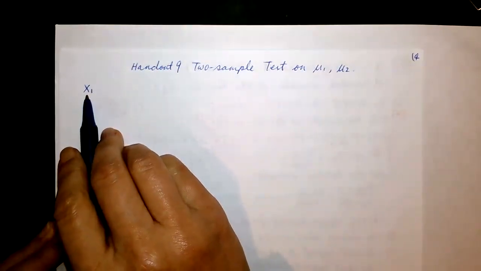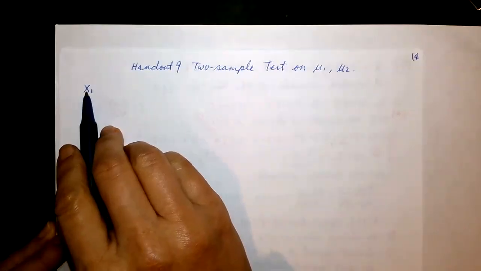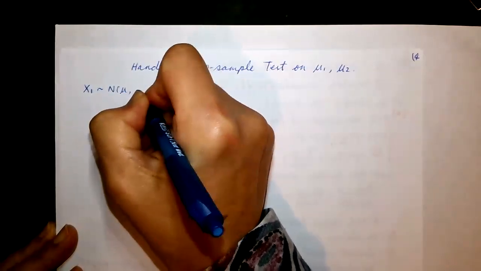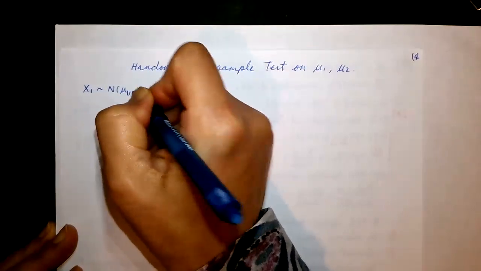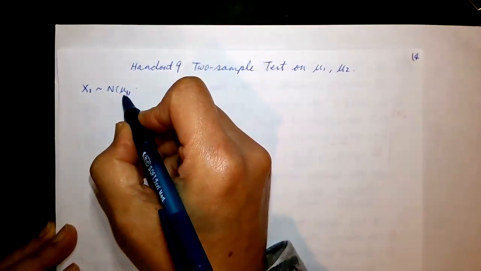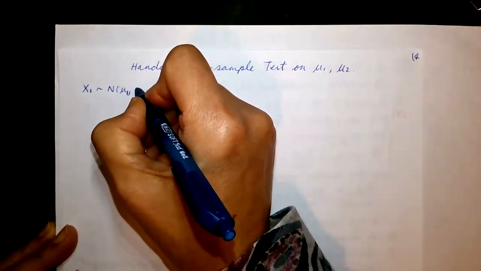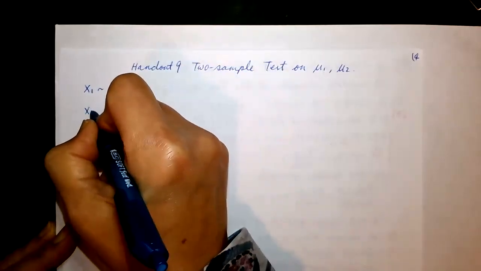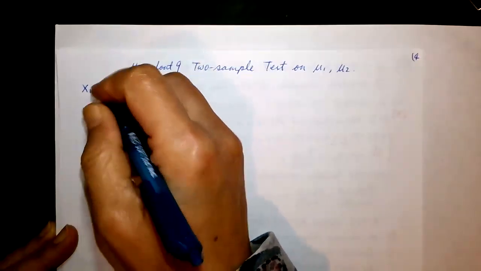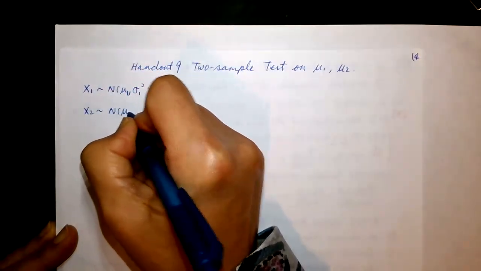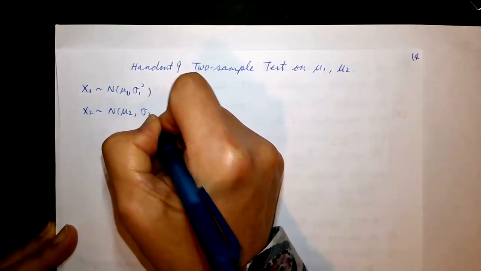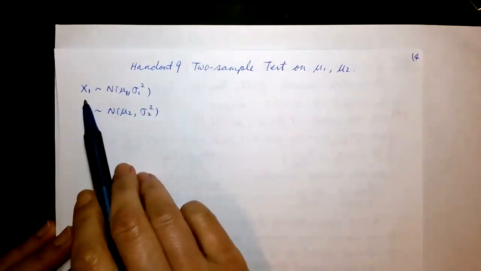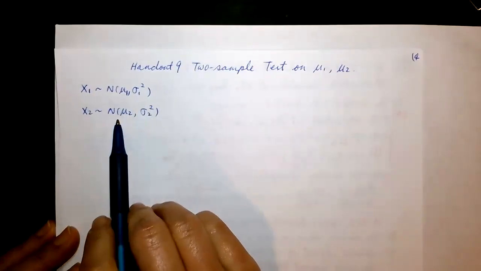Let's introduce mu1, mu2. For example, x1 we define as a random boy's height. We assume it is normal. I introduce mu1, the average height of boys, and sigma 1. x2 is a randomly picked girl's height. I introduce the two parameters.